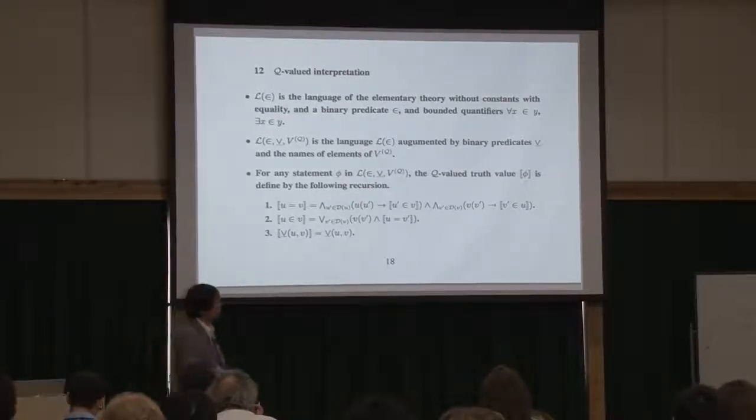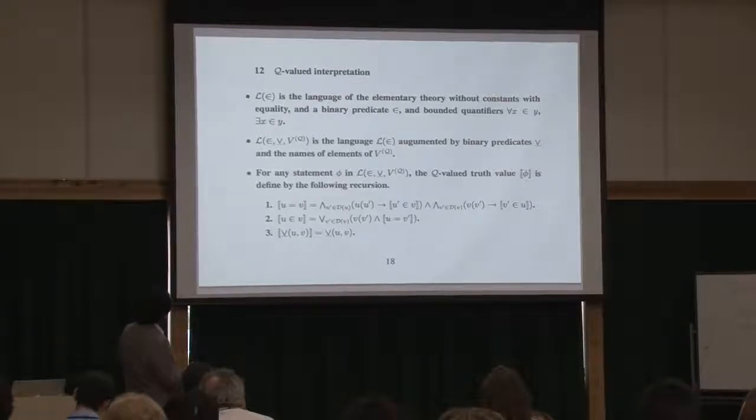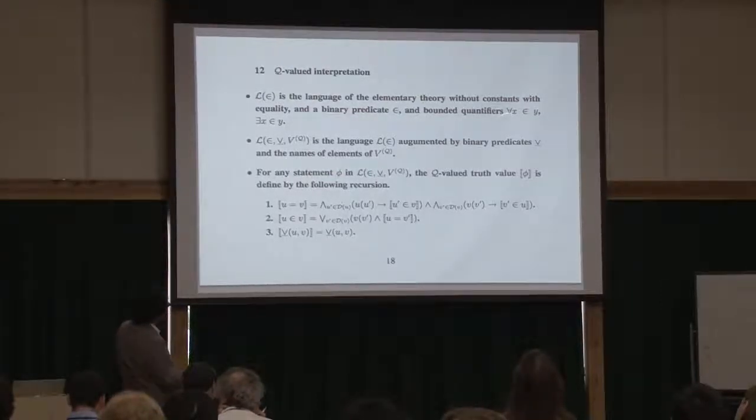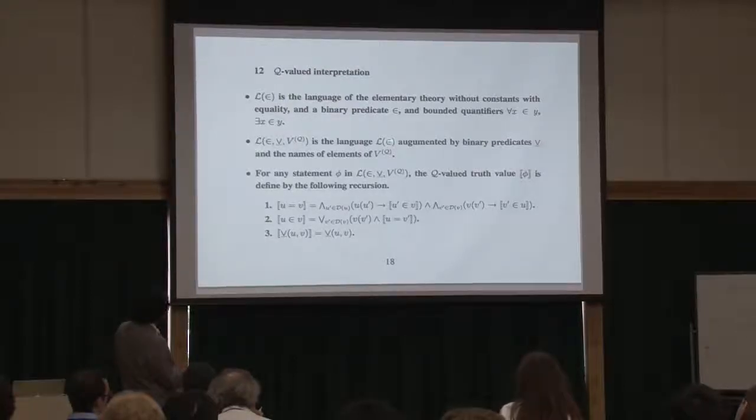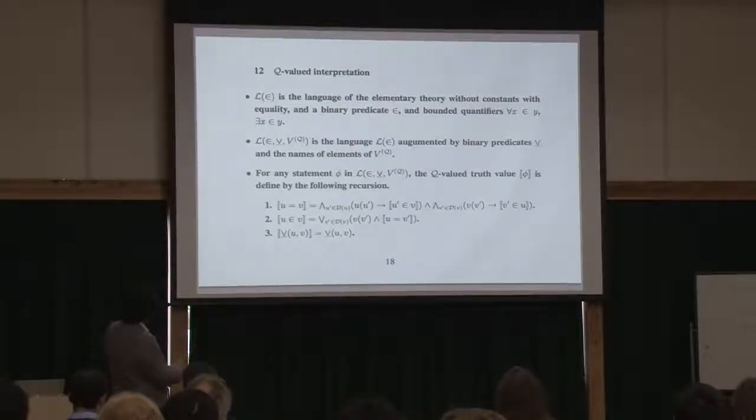Now we shall assign all the set theoretical formulas a quantum truth value. In order to do that, we introduce the language for the set theory. Here, L(∈) is the language of the elementary theory without constants, with equality, the binary predicate membership, and bounded quantifiers. We consider this language, introducing also a binary predicate which corresponds to the commutativity property, and all the names are included in this language as constants.